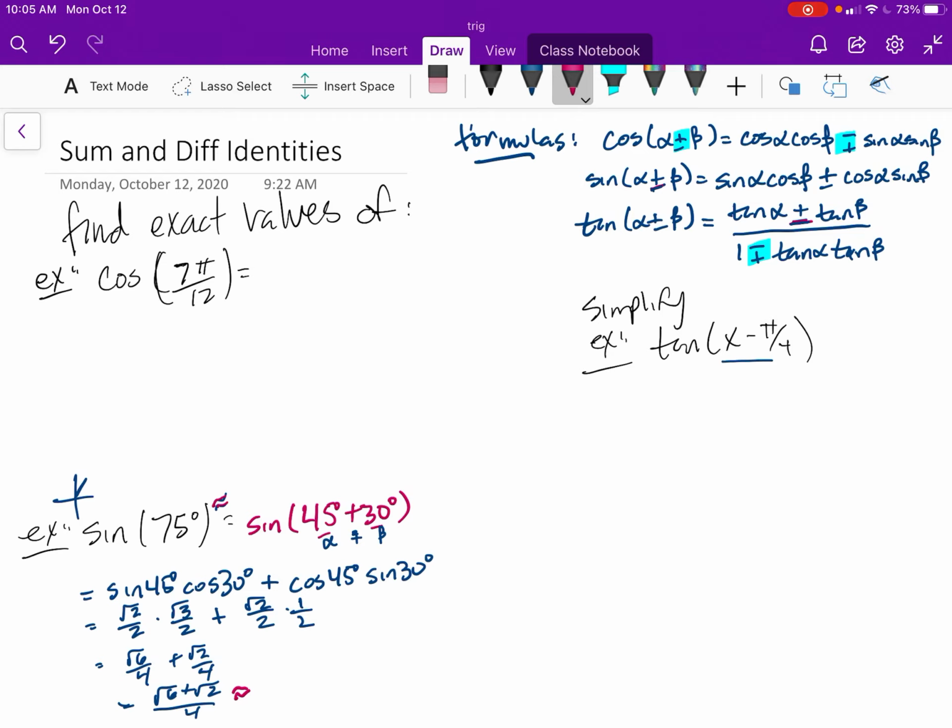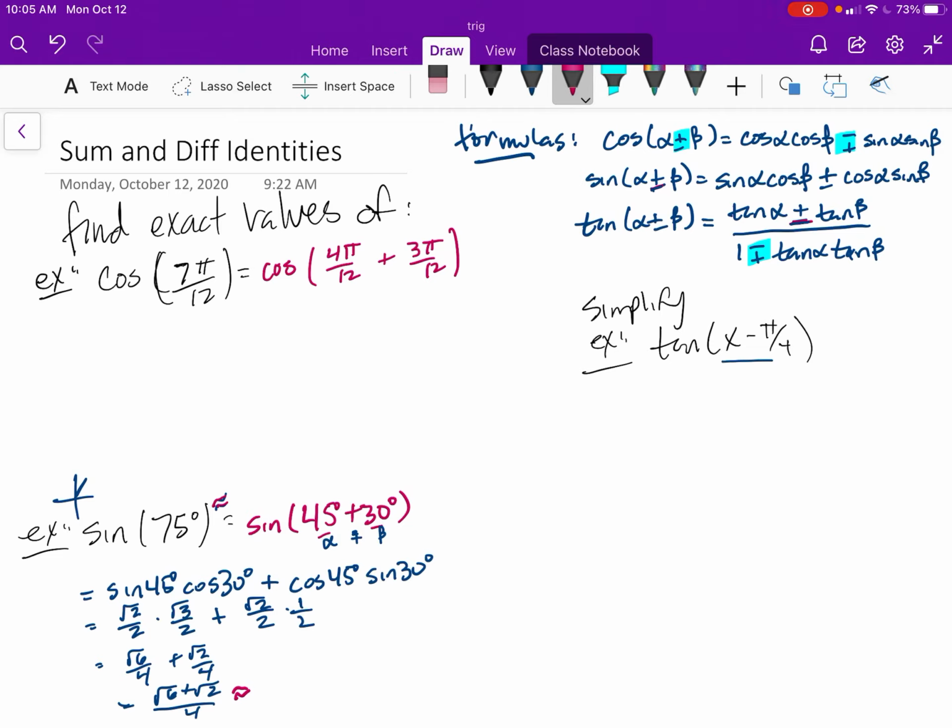I'm going to show another way, though. 7 pi over 12. So we know all of our values are like pi over 6, pi over 4, pi over 3, right? Things like that. So one way to do it is think, well, 7 pi could be like 4 pi plus 3 pi, right? That would be 7 pi over 12. It could be 6 pi plus 1 pi, but the thing is I'm trying to look for things on the unit circle. Pi over 12 is not on the unit circle.